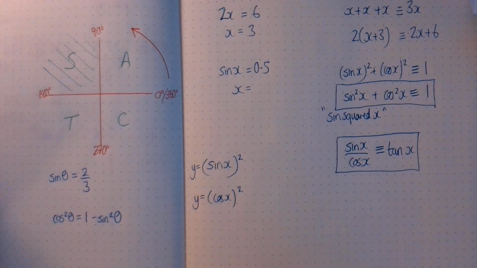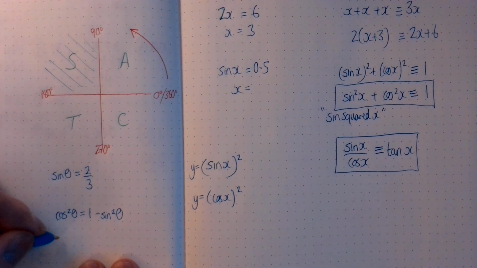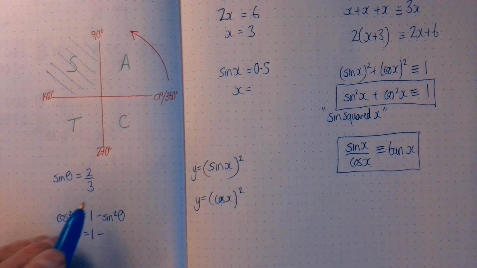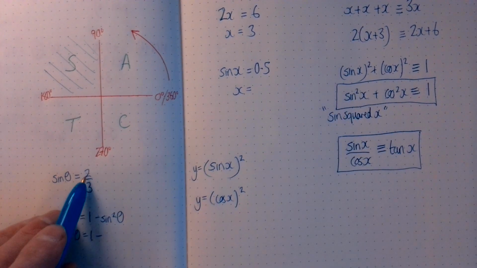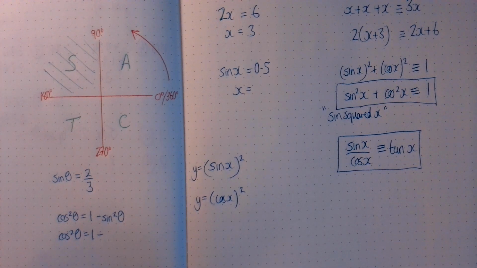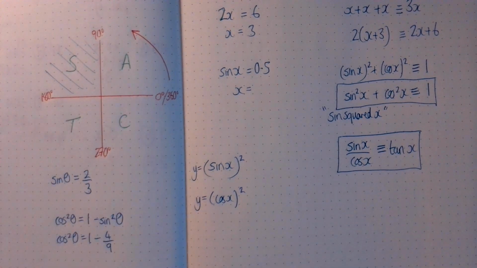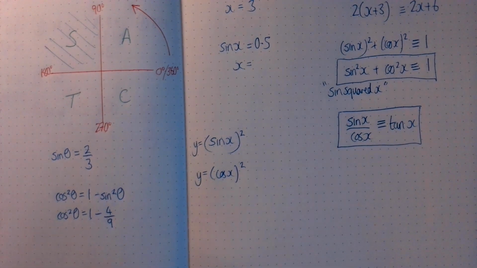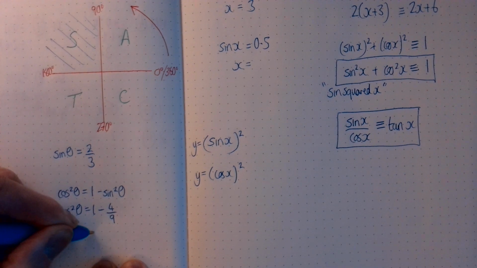I want to find cos theta. If you remember, that's the first part of the question. What's cos theta? So cos squared theta is 1 minus, well, remember how we work out sine squared? All it is the sine of x squared. In this case, it's that squared. 2/3 squared is just as simple as squaring the numerator, squaring the denominator. And I can do that in my head because 1 is 9/9.